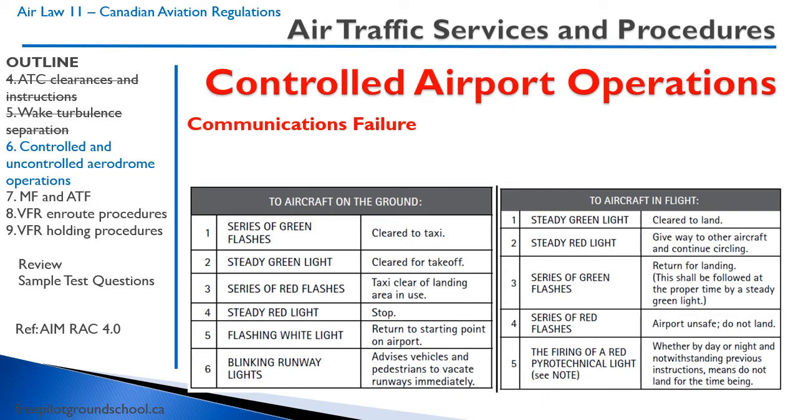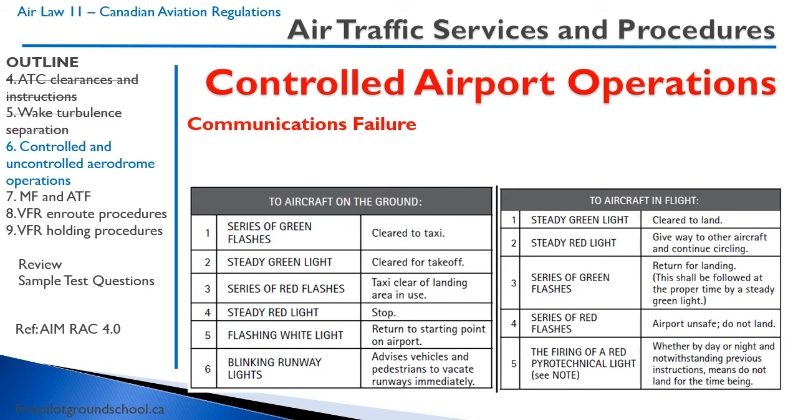So that is the other end of the scale, what's kind of the most important. If you have a flashing white light, return to starting point, and blinking runway lights means get off the runway immediately. So it's pretty much the same as the flashing red lights, but it also is addressing pedestrians and vehicles. In flight, it's the same kind of principle. A flashing red light means airport unsafe, do not land. That's bad. A steady red light, give way to other aircraft and continue circling. A series of green flashes, return for landing. And a steady green light would be clear to land.